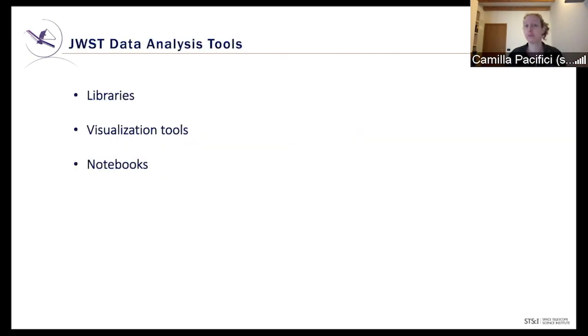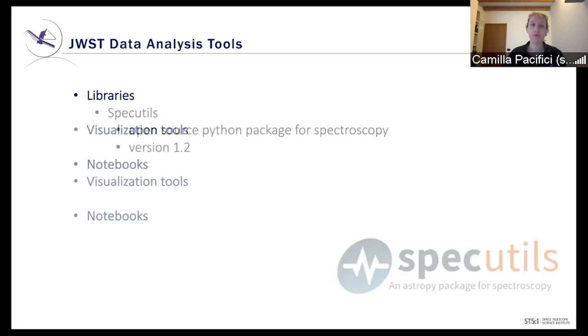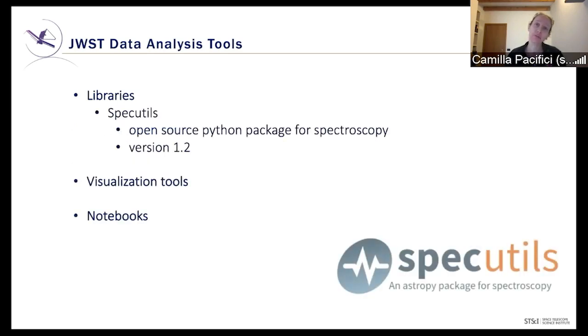So what are the JWST data analysis tools? In this big bubble of the data analysis tools, we have libraries, visualization tools, and notebooks. When we talk about libraries, we mainly talk about Specutils. Specutils is an affiliated Astropy package for spectroscopy. We're at version 1.2 now, and we'll see a demonstration of it later in this webinar.